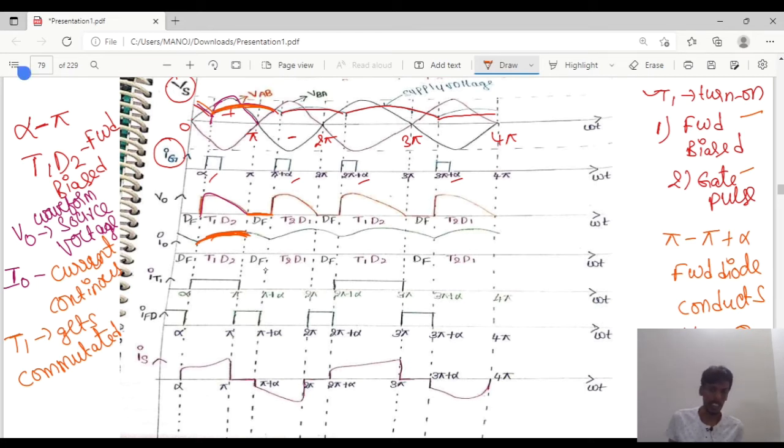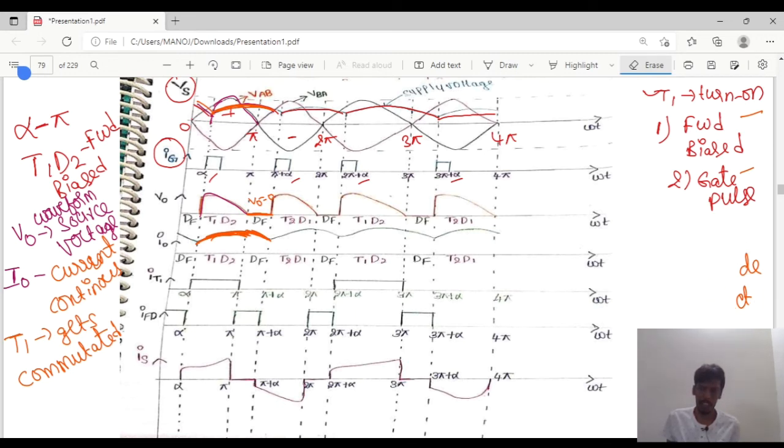The current is continuous, so it is represented like this. From pi to pi plus alpha, the current will be continuous, but the voltage will be 0 here. The voltage will be 0 from pi to pi plus alpha. Next, we will observe the interval pi plus alpha to 2 pi.